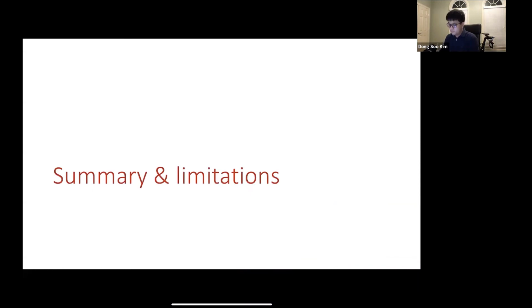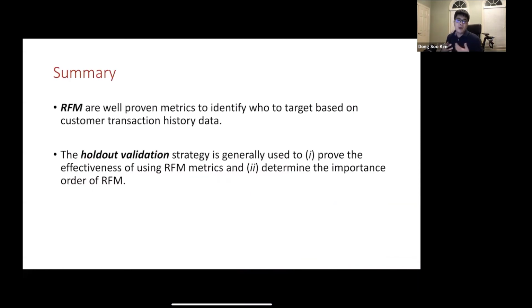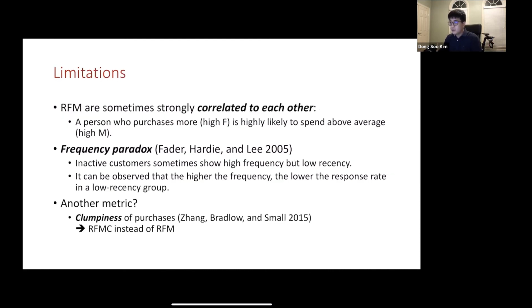In sum, RFM are well-proven metrics to identify who to target based on customer transaction history data. The holdout validation strategy is generally used to prove the effectiveness of using RFM metrics and determine the importance order of RFM. Of course, RFM do not always work. The RFM analysis has several limitations.